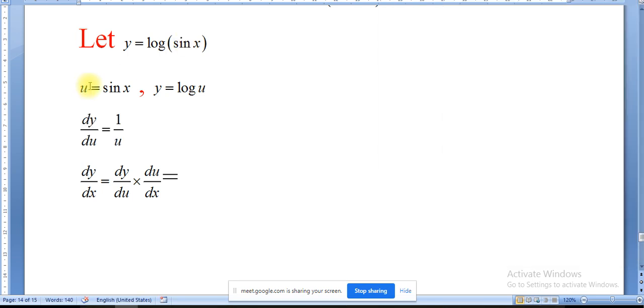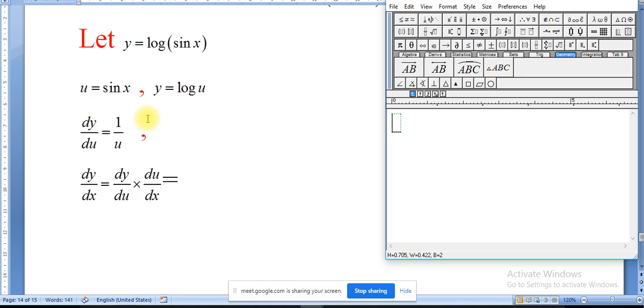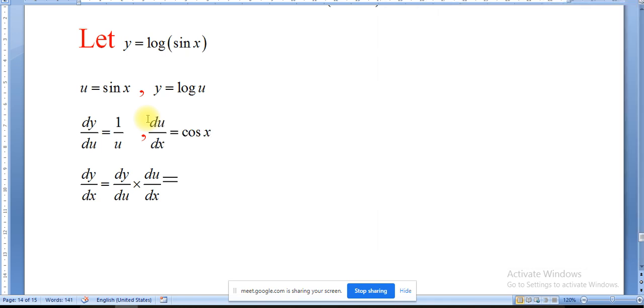Let u be sin x, so y will become log of u. The derivative of log u, that is dy by du, is 1 upon u, and the derivative of u, that is du by dx, is cos x. Using these two things, dy by du and du by dx, let's complete this part.